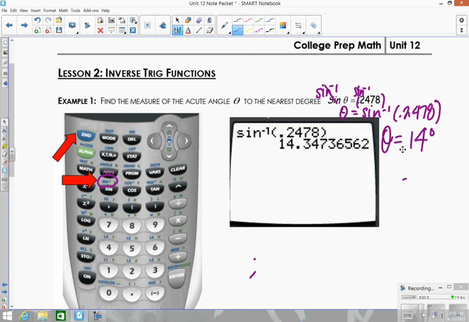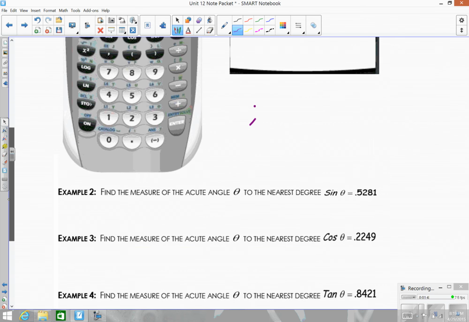Rounding to the nearest degree, that's about 14 degrees for the angle. So what that means is if I take sine of 14, I should get out 0.2478, or close to it because we rounded here. So let's look at just a couple more of these, just understanding how to do that.